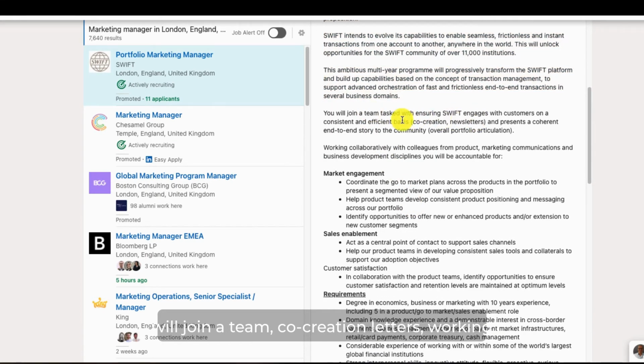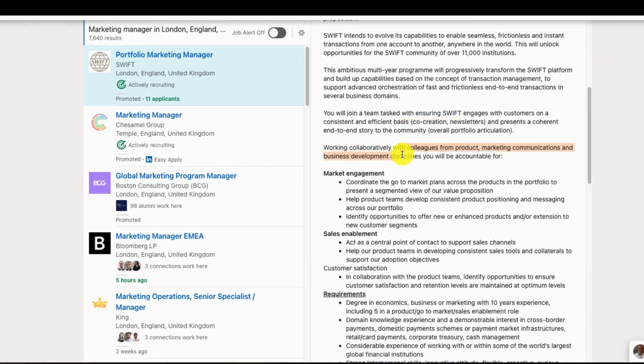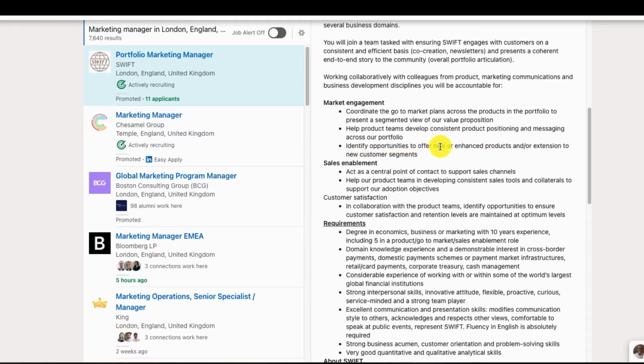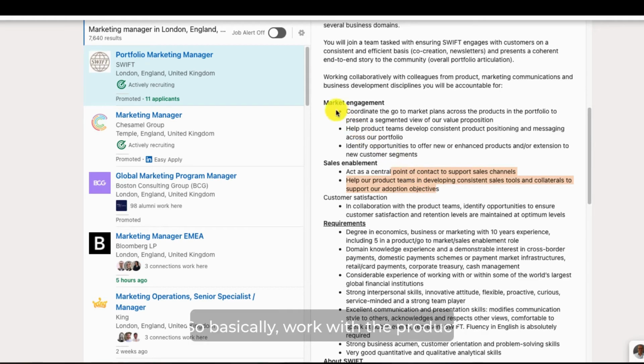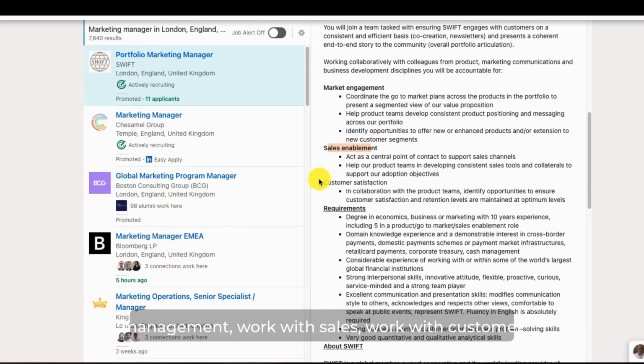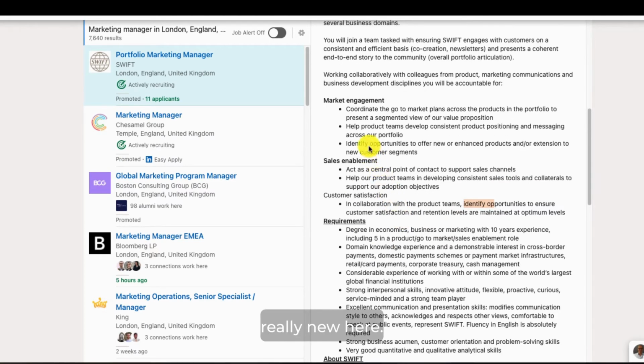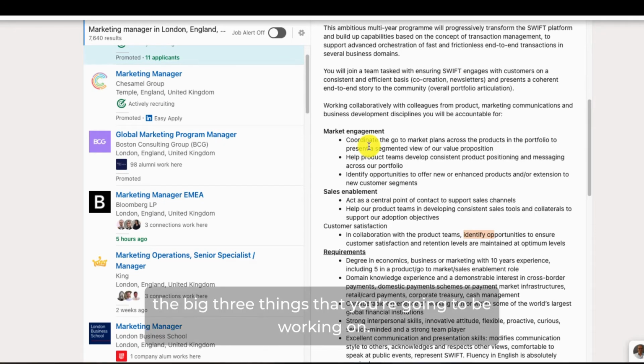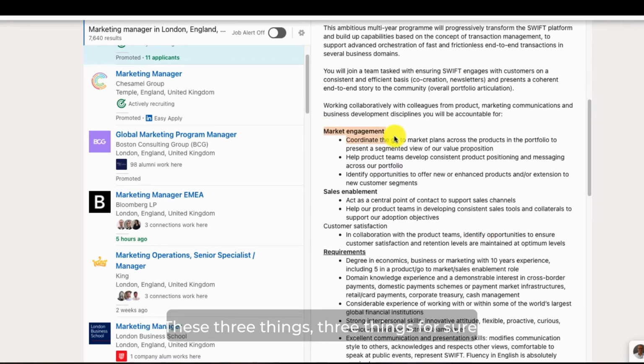You will join a team, co-creation, working collaboratively, and then you end up in market engagement. Good. So it's all about go-to-market plans, product positioning, messaging, and opportunity identification. Sales, you provide help to sales. So basically, work with product management, work with sales, work with customer satisfaction, identifying opportunities. Nothing really new here. It's just a good way of describing what's included in the position. What are going to be the big three things that you're going to be working on? And these three things, for sure they will expect you to have prior experience.